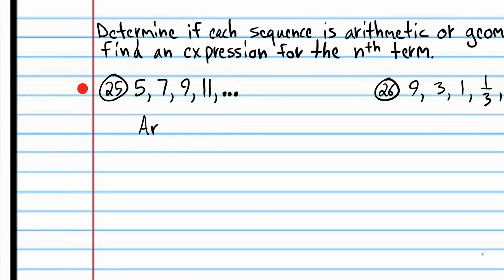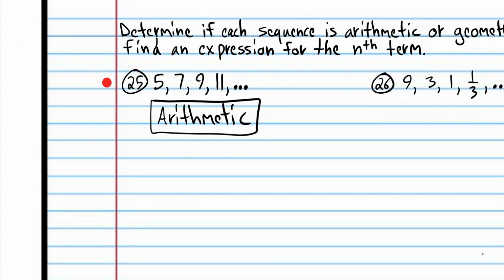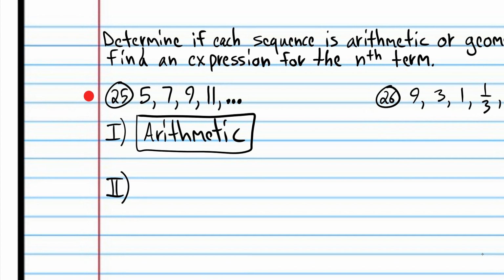So let's first write arithmetic. That's part of the answer. So that's step 1 of the problem. Step 2 is to find an expression. And you may be able to do this by using trial and error, but we can always use our formula for the nth term of an arithmetic sequence.